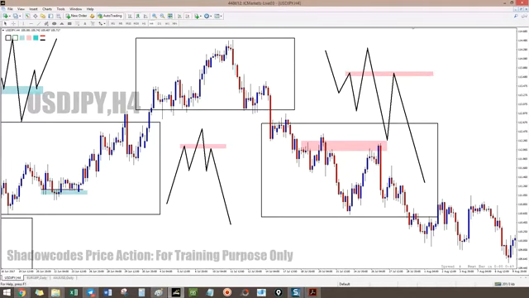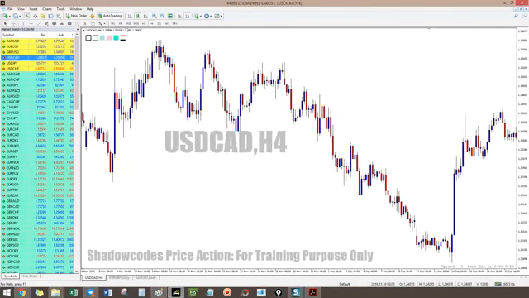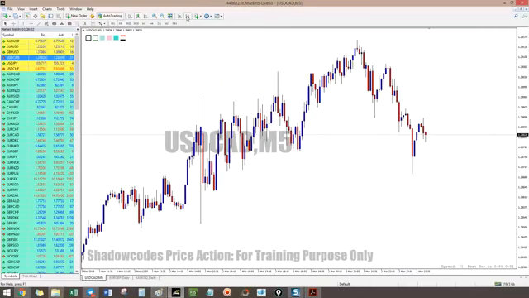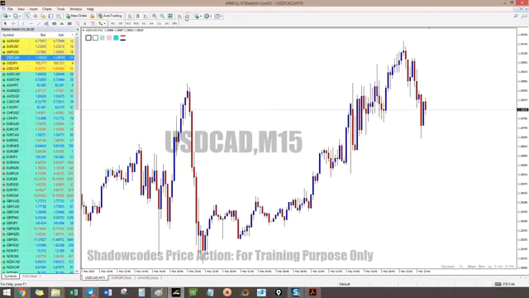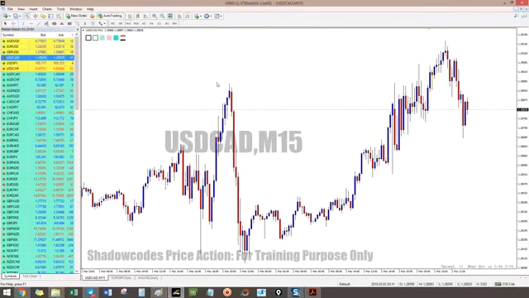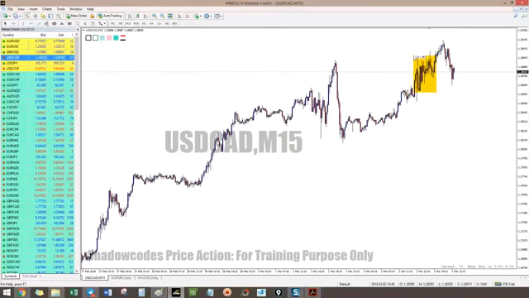You get M5 and M15. Let's look at USD CAD, M5 and M15. Okay, you want me to spot the QM or what? Let's see. If the market does something like this, a lot of chaos like this, usually I will not trade this. But if you want me to look into it, I will look.